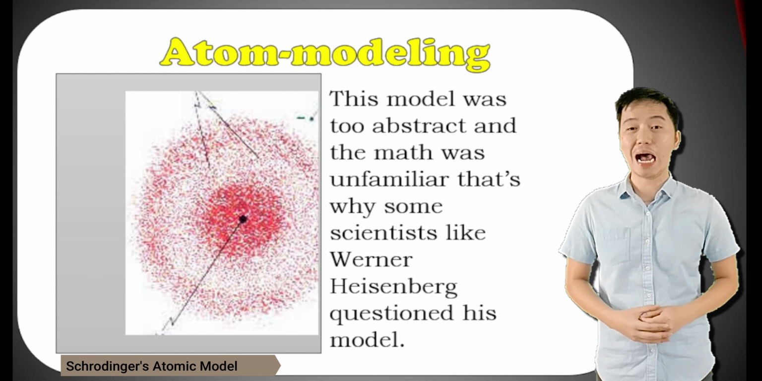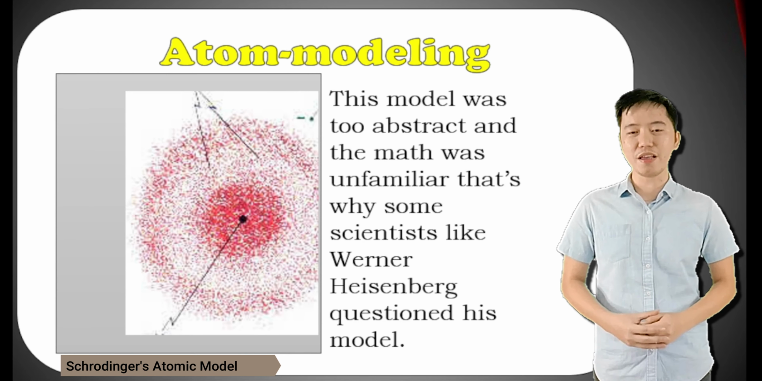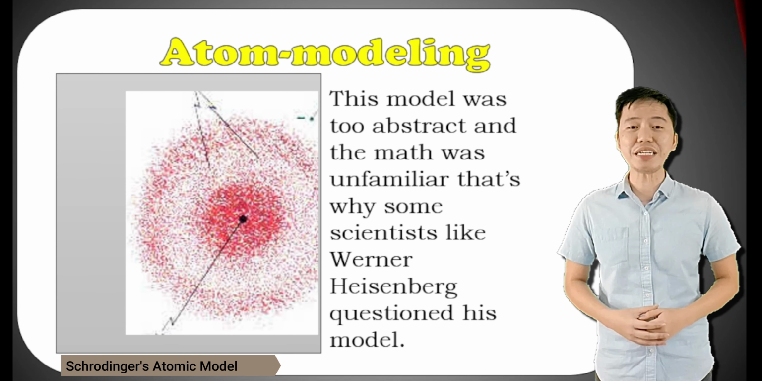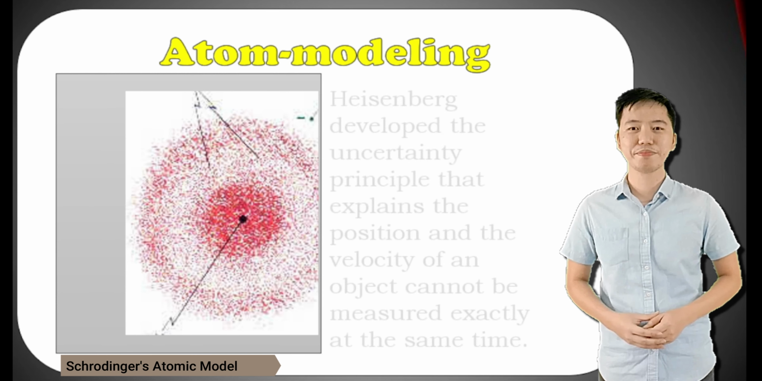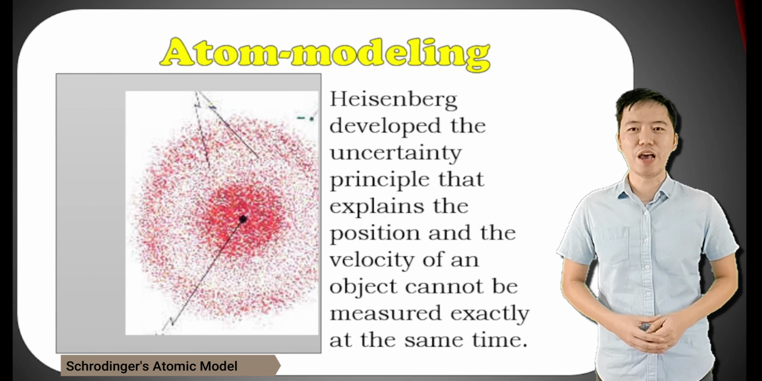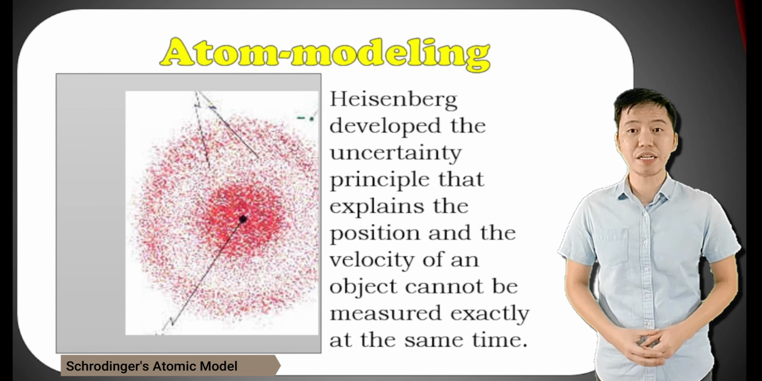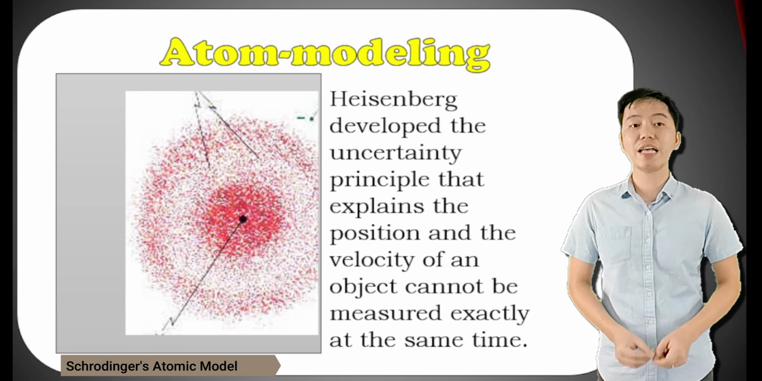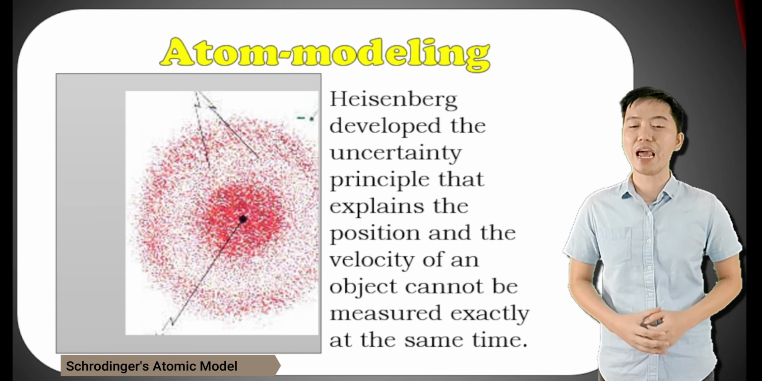This model was too abstract and the mathematics is unfamiliar. That's why some scientists like Werner Heisenberg questioned his model. Heisenberg developed the uncertainty principle that explains the position and the velocity of an object cannot be measured exactly at the same time.